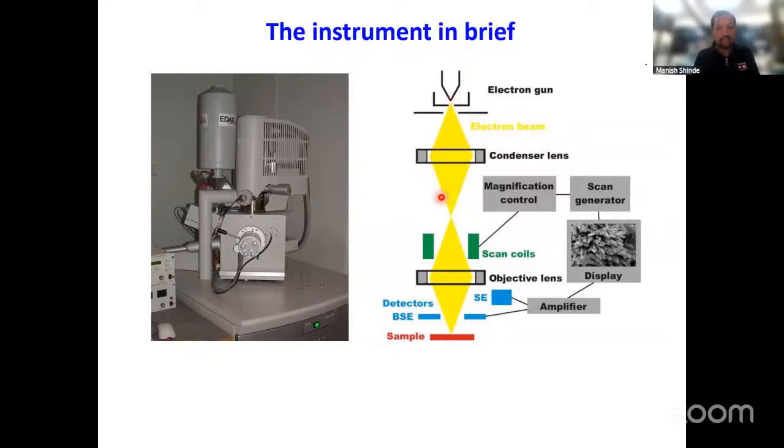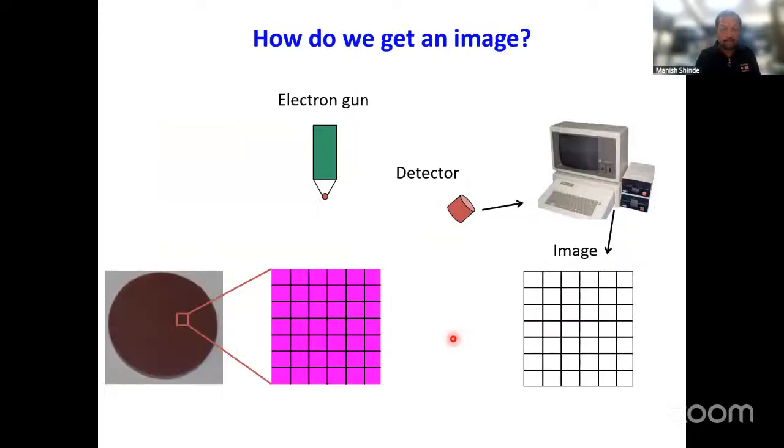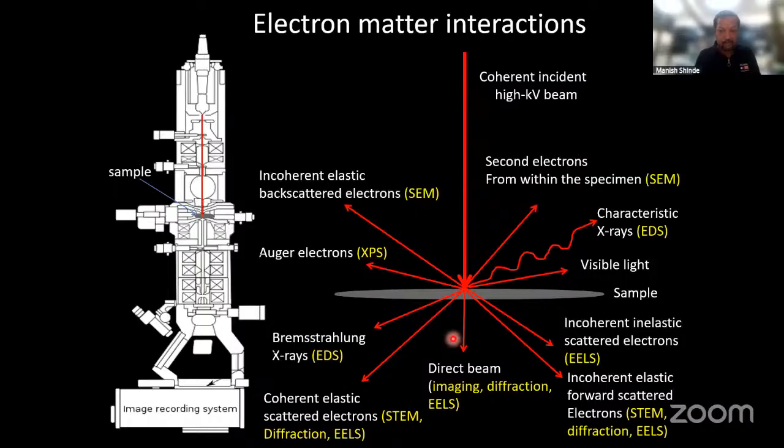Condenser lens is there. Then a scanning coil is there, which controls the magnification. Then there is an objective lens, again for focusing and defocusing of the beam. Then the beam falls on the sample and signals are generated. What kind of signals are generated? Here we have given: secondary electrons are generated, some backscattered electrons are generated, and some X-rays are generated.